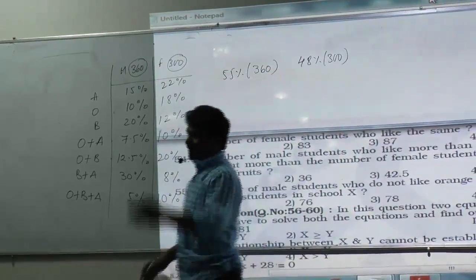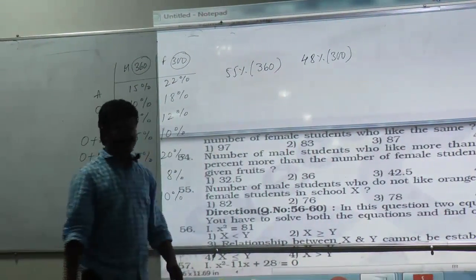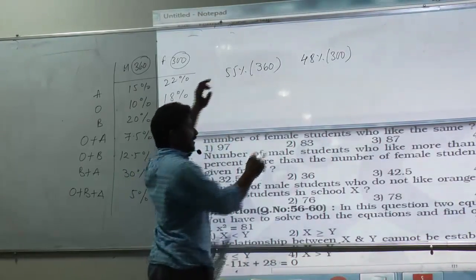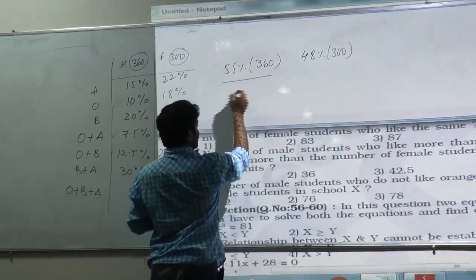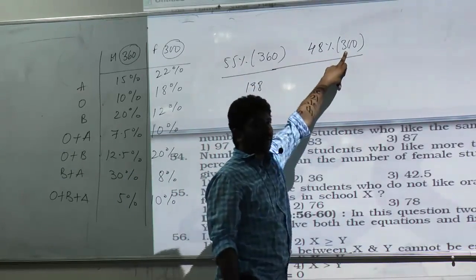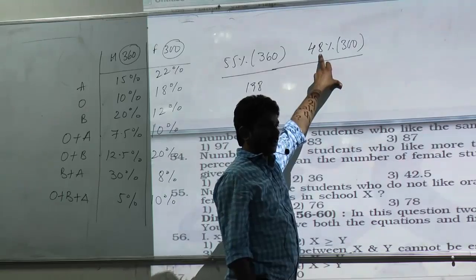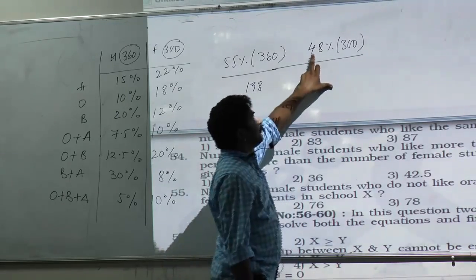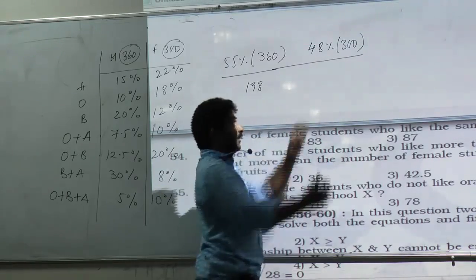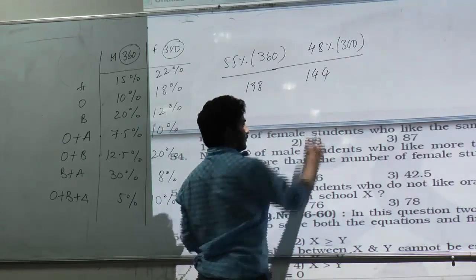How will you get 55%? Half plus 5%. Half is 180. 5% is 18. So this value is 198. 48% of 300 or 300% of 48, that is 3 times 48. 3 times 40 is 120, 3 times 8 is 24. Total 144.